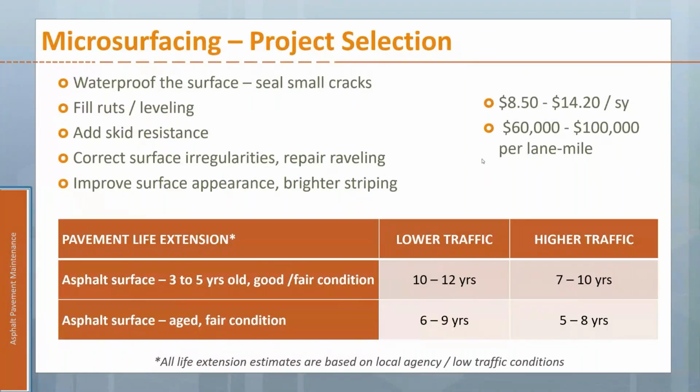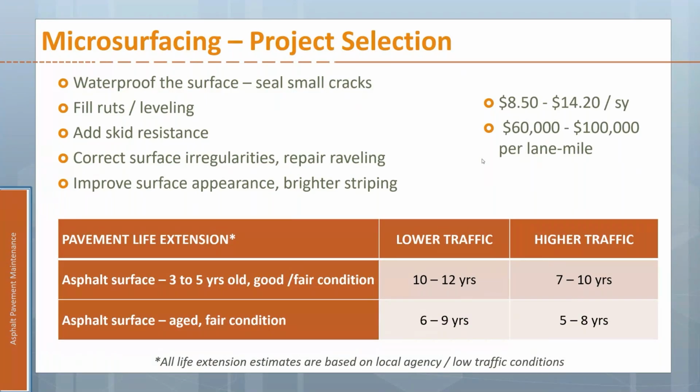And then of course we get that new surface. It's going to have the nice dark appearance so that our striping looks nice and bright. We get better visibility, so there's a safety aspect to that as well. In terms of cost, we're going up a little bit because we're giving it a little something more. So 60,000 to 100,000 per lane mile. Again, lots of variability, different parts of the country, whether you do it in-house or contract it out. So a pretty wide variety, but still much cheaper than a traditional asphalt overlay.